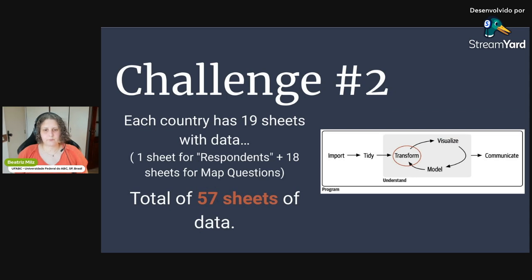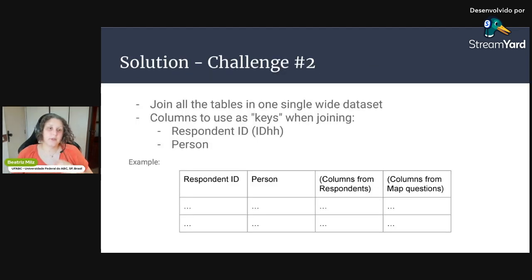This first one. The second challenge is related to the number of sheets. So we used a lot of purrr, because considering the 3 countries, we had 57 sheets of data, and we used a lot of purrr to iterate on these tasks, but we also agreed to join all the tables into one single wide data set. And we used the respondent's ID and the number of the person in the household as the keys to join.